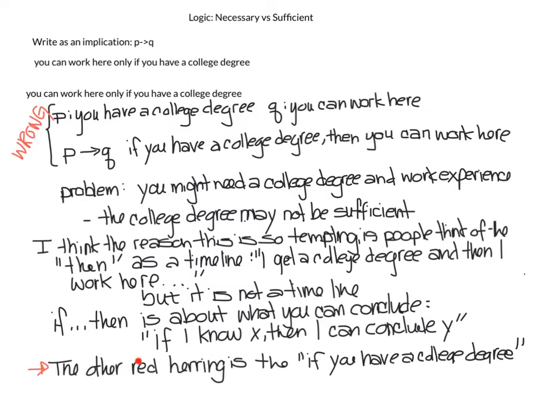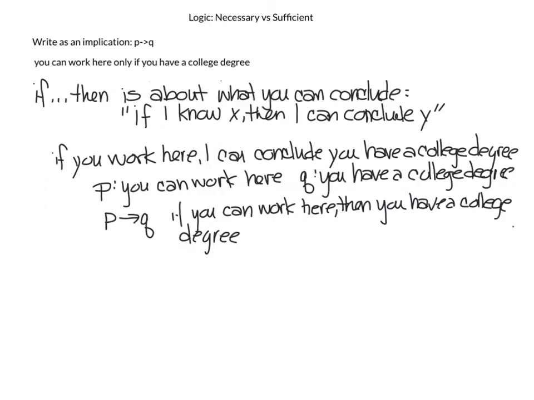The other big red herring, and I think this is done intentionally to throw people off, is the if here, if you have a college degree. People want to make that the P because they want to make this the hypothesis. So you have to be leery of the if. Going back to the statement that the if-then is about what you can conclude, like if I know X, then I can conclude Y.